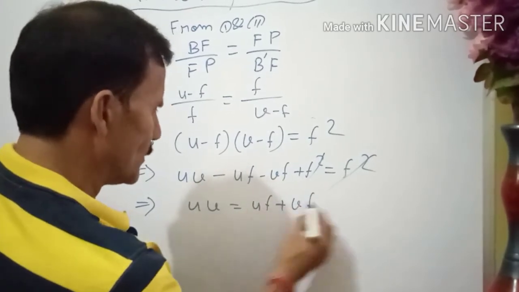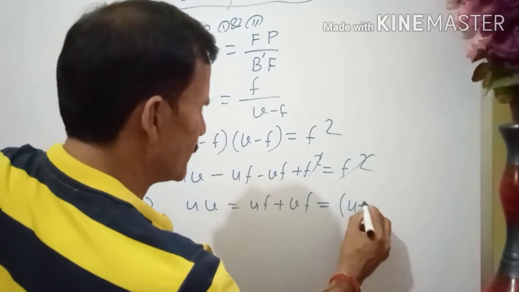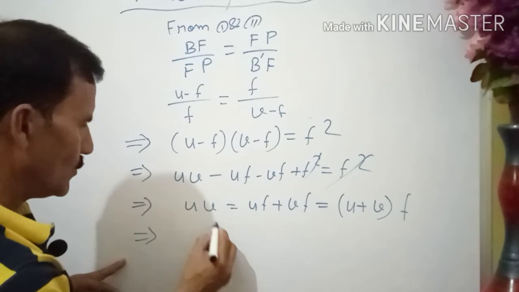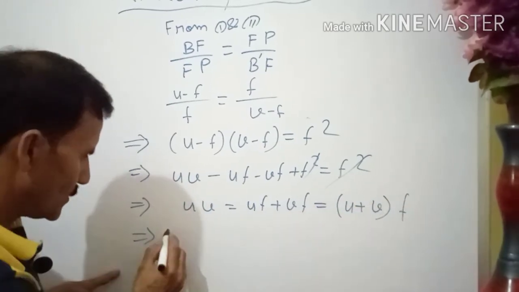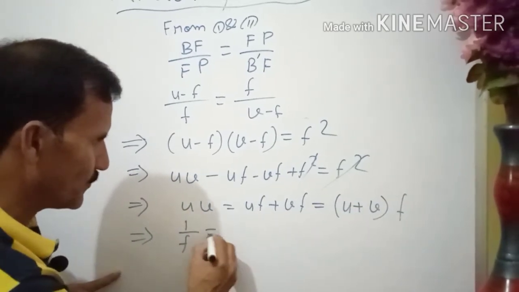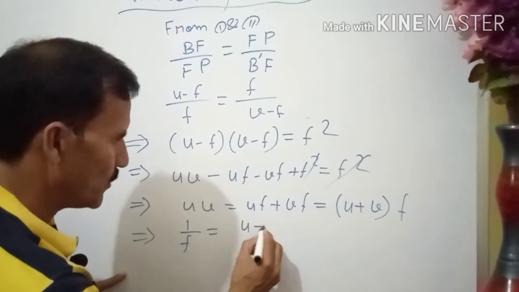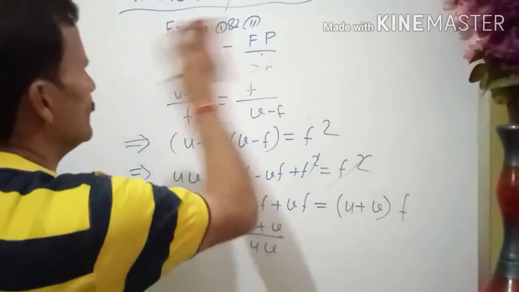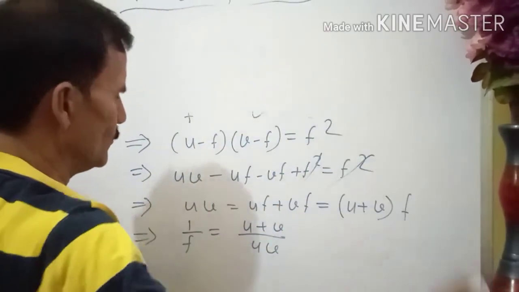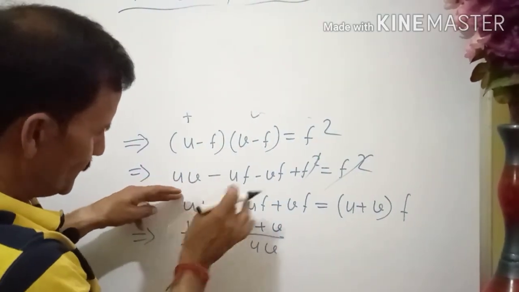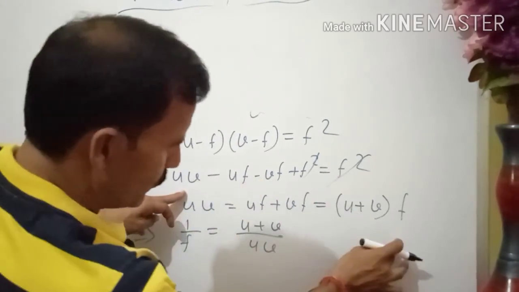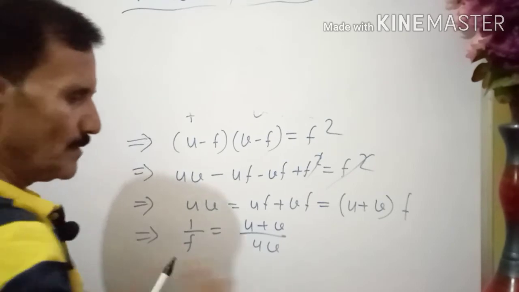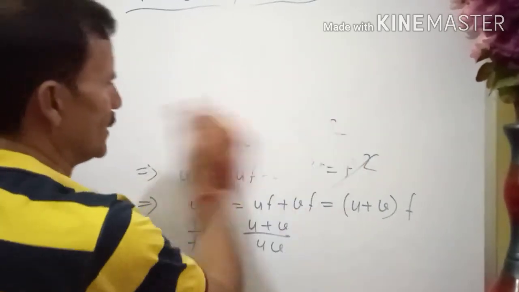Now take common, U plus V and F. So this implies that 1 upon F equal to U plus V upon UV. It is very easy how you have written this. This UV will go downside, then F will come up. So this is like that.